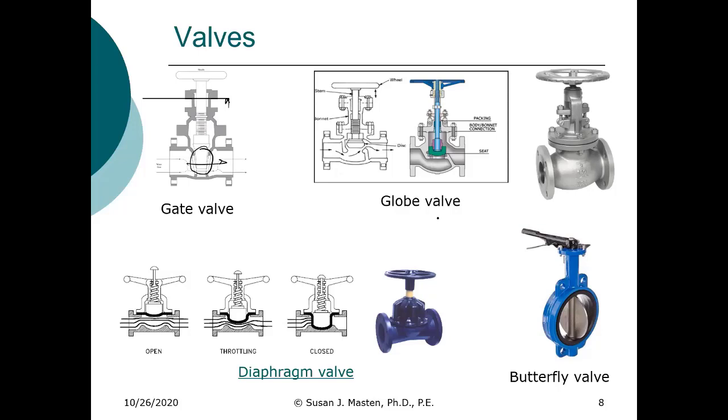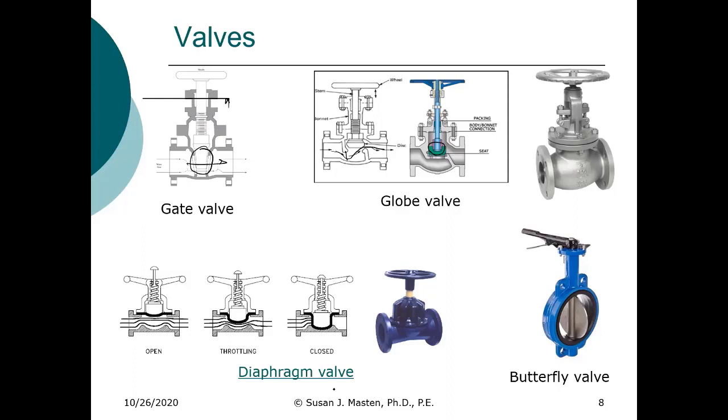This is a globe valve, and a globe valve has a disc or a plug that moves into an opening. So this moves up or down, and you can see the plug right here that actually closes flow. And you can see if it's open, water's flowing in this direction. If it's closed, it shuts off flow. And this is what a globe valve would look like.